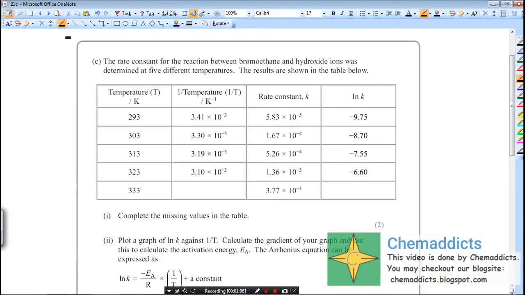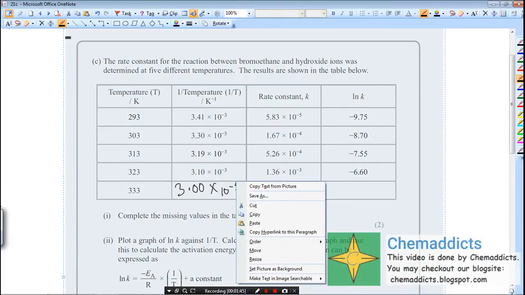As you can see, this is 1 by T, that is the reciprocal of this temperature. So let us just take the reciprocal of this temperature. 1 by 333 will give us 3.00 into 10 to the power minus 3.